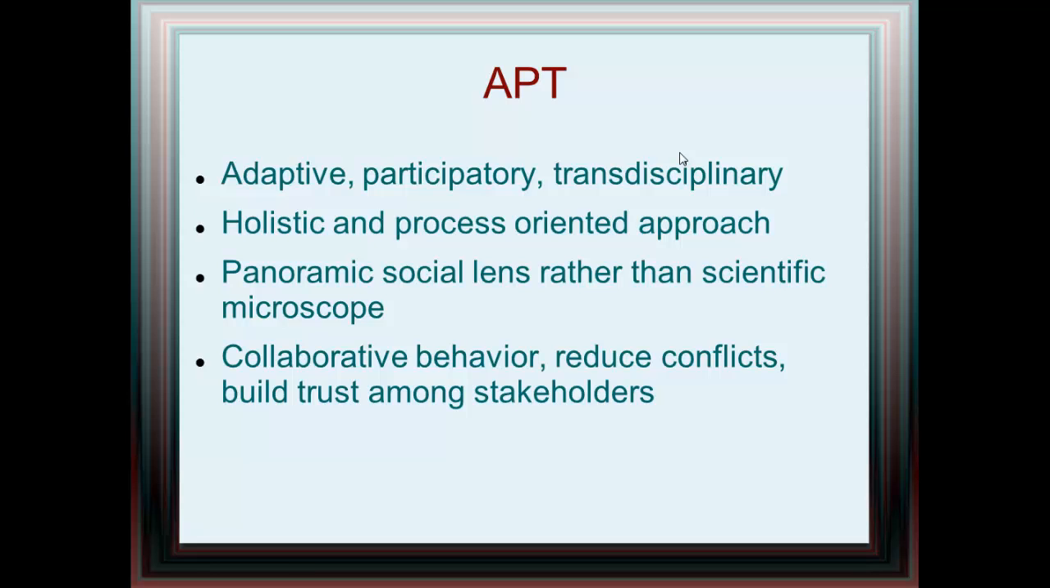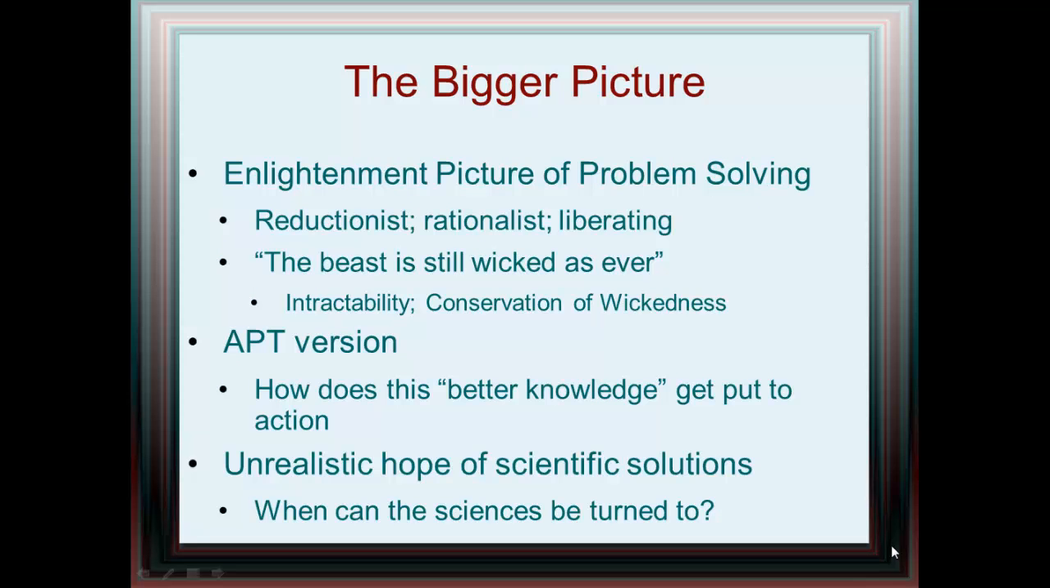Similarly with this, we use a panoramic social lens. We look as far as we can, as wide as we can, rather than the scientific method, which really breaks down problems into as many little pieces as possible. And as a solution, this article suggests that collaboration, an effort to reduce conflicts between the various interests involved, as well as building trust amongst the stakeholders, would be the most optimal way to solve these wicked problems.